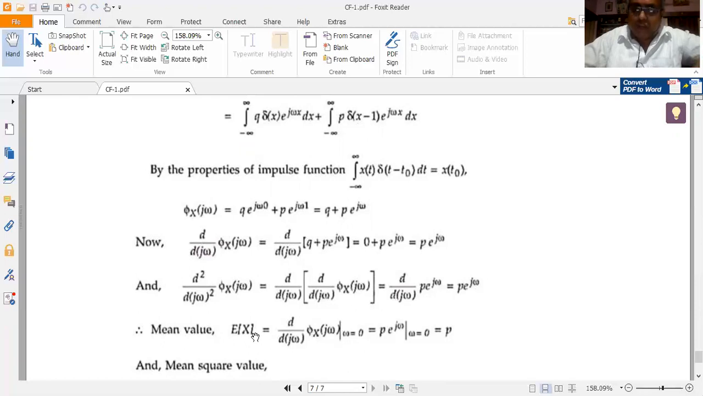Now, in the end, put omega is equal to 0 in the expression for the first derivative. So I get E of x is equal to d by dj omega of phi x of j omega at omega is equal to 0, which is equal to p into e to the power of j omega at omega is equal to 0. I am just substituting omega is equal to 0 in this first order derivative, that's all. So I get p e to the power of 0, and exponent 0 is 1. So I get p into 1, equal to p. Now I have obtained the first order derivative of the CF with respect to j omega.